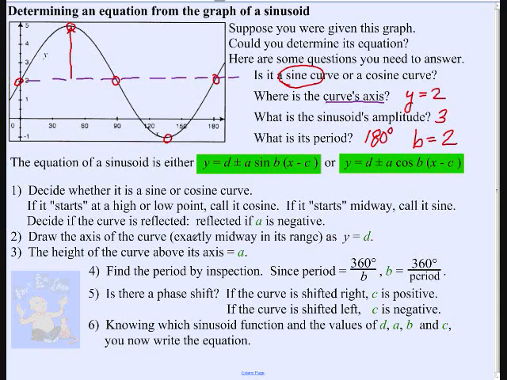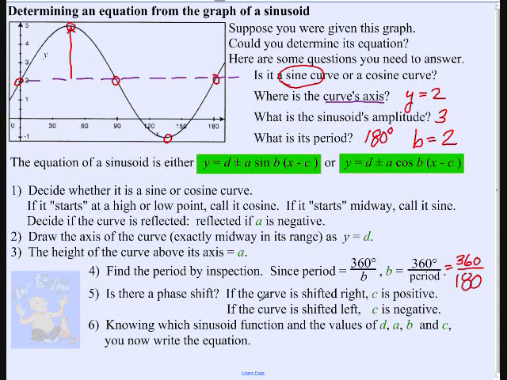We draw the axis of the curve exactly midway. That's going to be our D. We find the height of the curve above the axis right here. That's our A. Find the period by inspection. Since the period is 360 degrees divided by the frequency, we can always figure this by saying B is 360 divided by whatever the period was, which in this case was 360 divided by 180, which was the 2 that we already talked about.